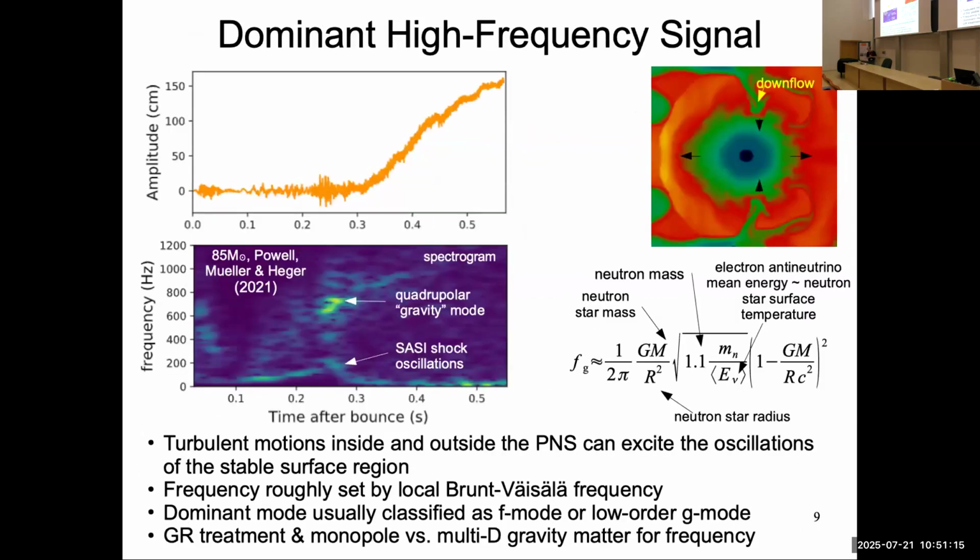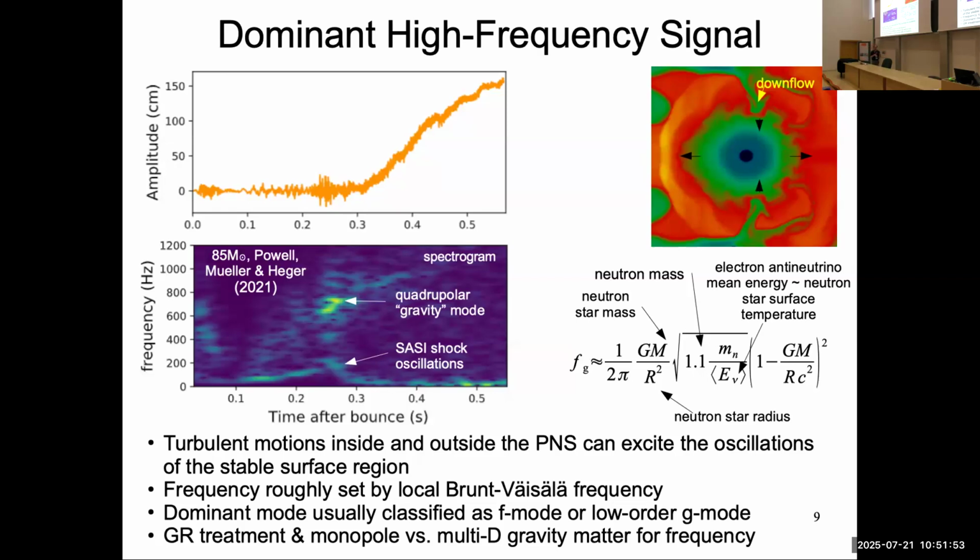Right. Now about this high frequency signal, the growing high frequency signal that's very prominent in the spectrograms. It's an ongoing question of how it works precisely. That will come up in the next few slides. But at the most basic level, I think we understand roughly what's involved. You have this region at the neutron star surface, the cooling region, which is stabilized against convection. And that means it can execute oscillations with buoyancy as the restoring force.